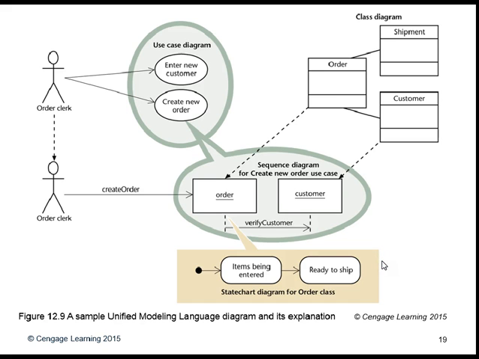And here we see a unified modeling language, UML, diagram. And we have actors, order clerks, for example, that have certain use cases that they need to do, and then those use cases will in turn result in change in the state of a particular object, and we have a class diagram for the various objects that might be instantiated to perform a particular use case.